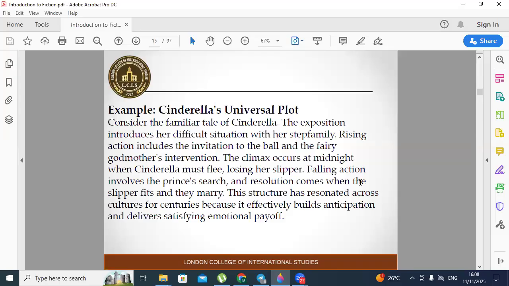Falling action involves the prince's search for the slipper's owner. He's determined to find the mysterious woman. Tension remains. Will he find her? Will the stepfamily interfere?